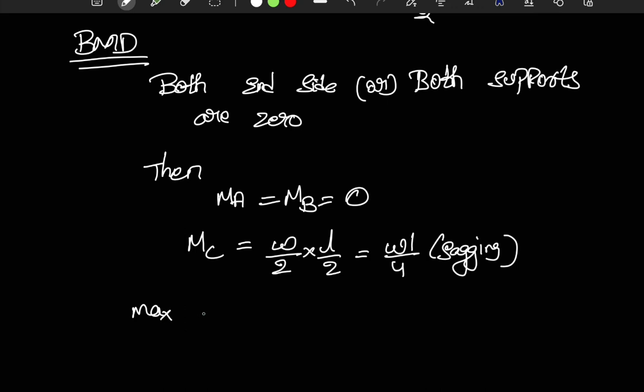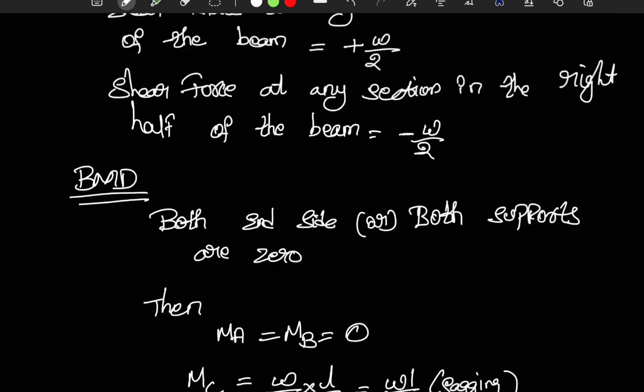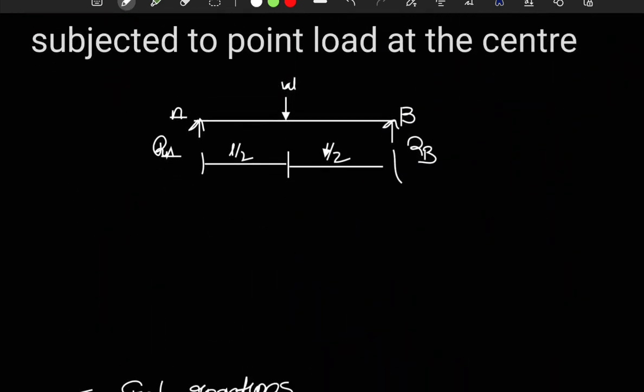Maximum bending moment occurs at C. M max is equal to MC is equal to WL by 4. We draw the shear force and bending moment diagram.